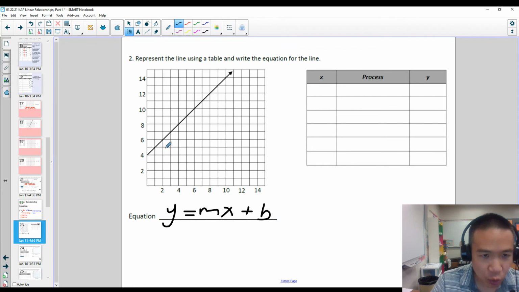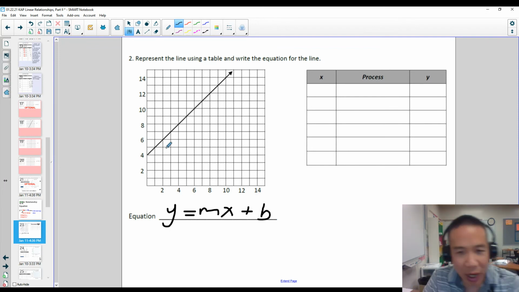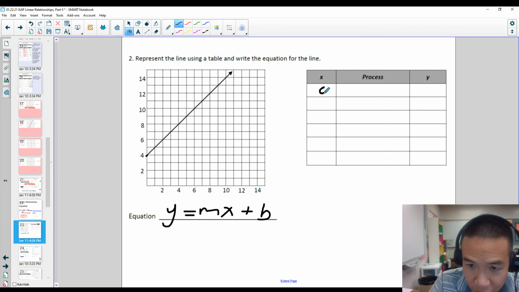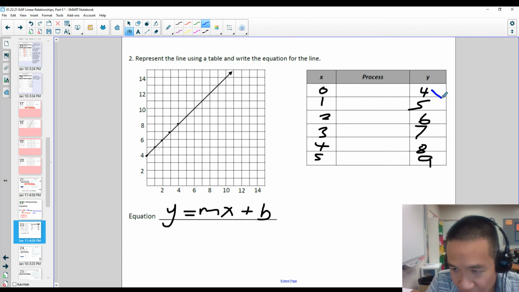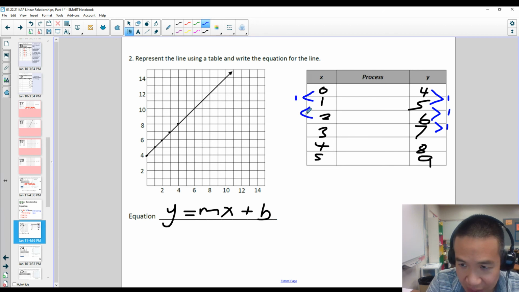So let's look at this. Represent the line using a table or write the equation for the line. So this is 0, 4, 1, 5, 2, 6, 3, 7, 4, 8, 5, 9. So, what is the rate of change? It's changing by 1. Every y is changing by 1. Every x is changing by 1.